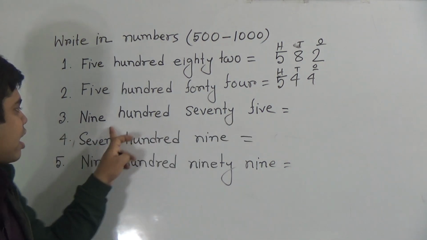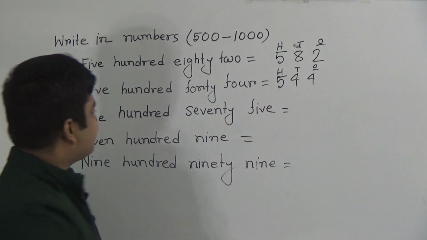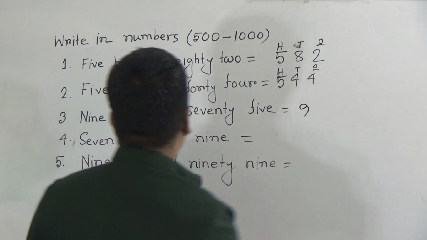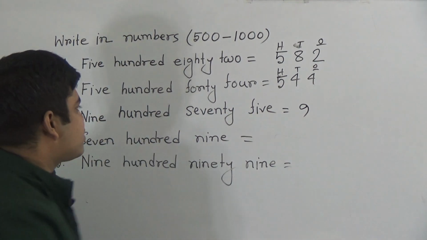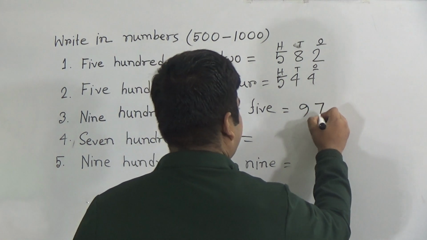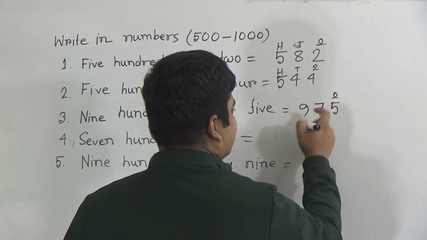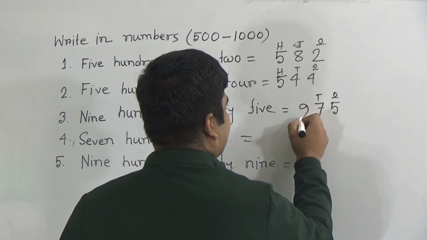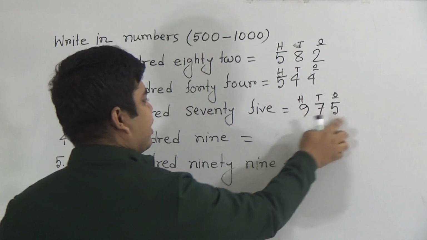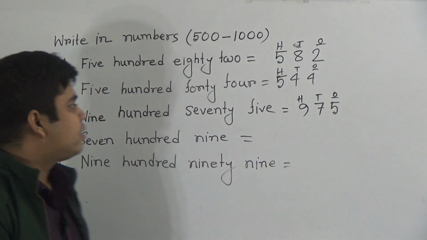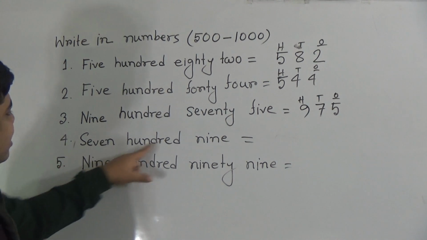Okay. Next one, 975. So I write here 9 first, because it has 100 place, tens place, and ones place also. So 975. Okay. So 5 is in ones place, 7 is in tens place, 9 is in 100 place. Now we check 975. So our answer is correct.